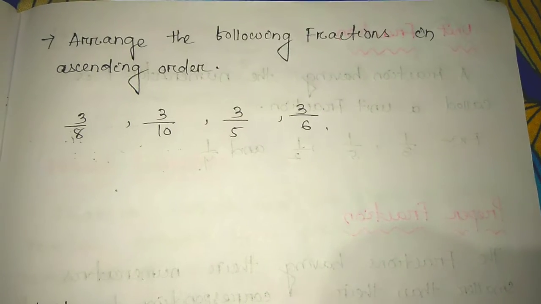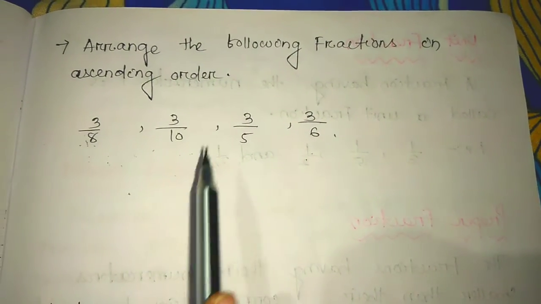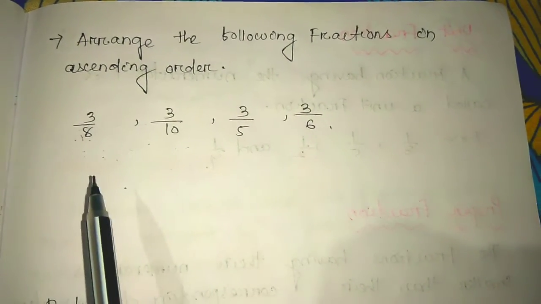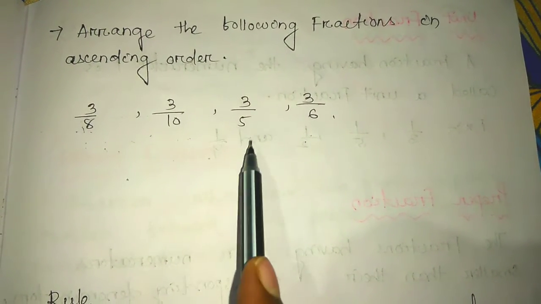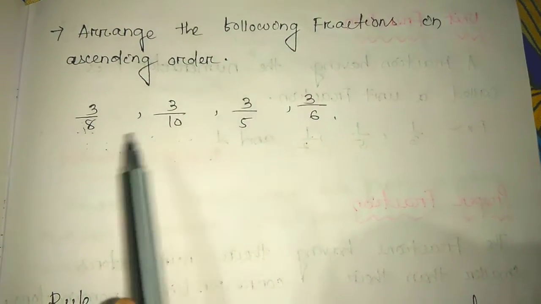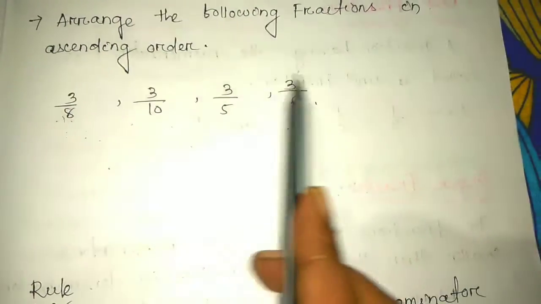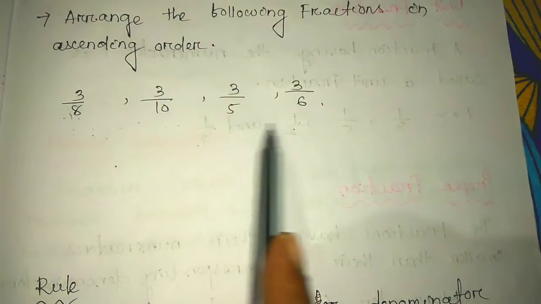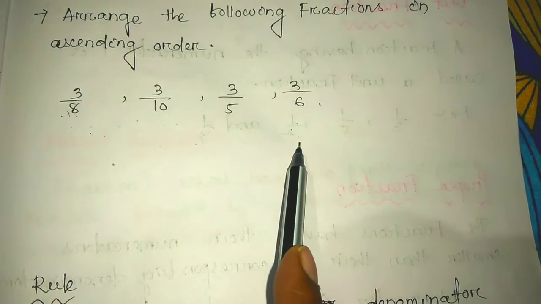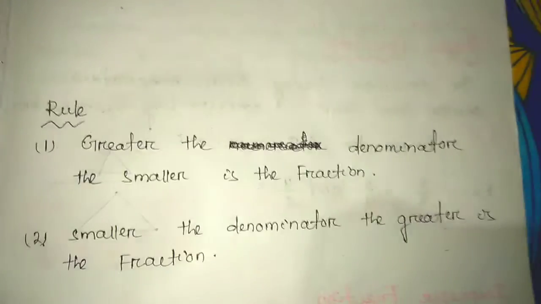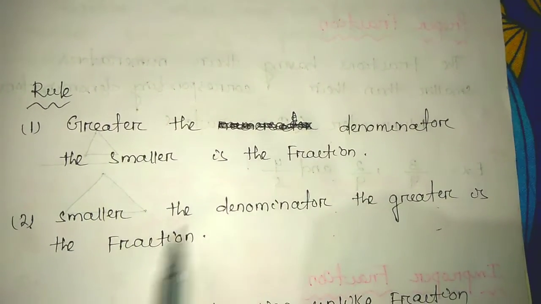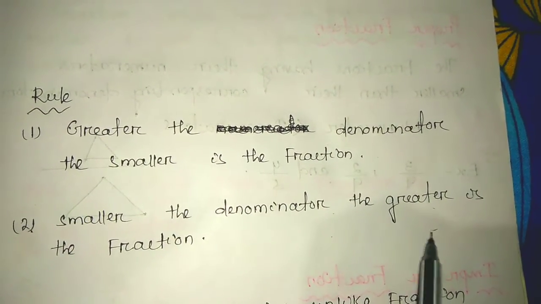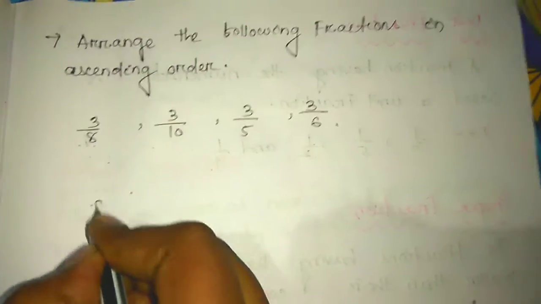Let's see another example. Arrange the following fractions in ascending order. So the given fractions are 3 by 8, 3 by 10, 3 by 5, 3 by 6. Here the numerators are same but denominators are different. So how to compare them? Let's see the rule. Greater the denominator, the smaller is the fraction, and smaller the denominator, the greater is the fraction.